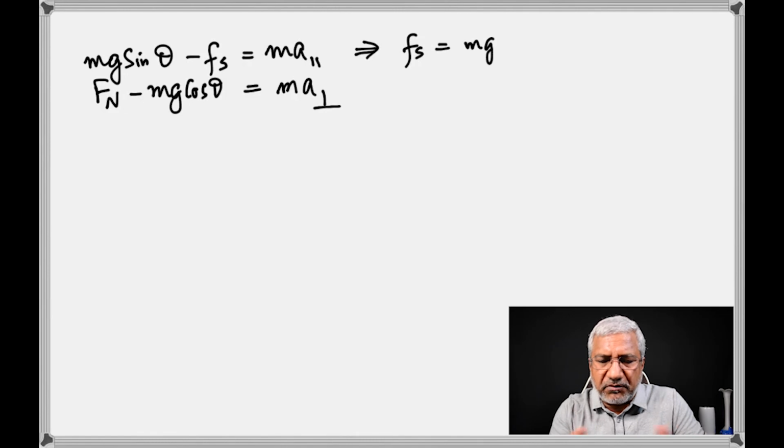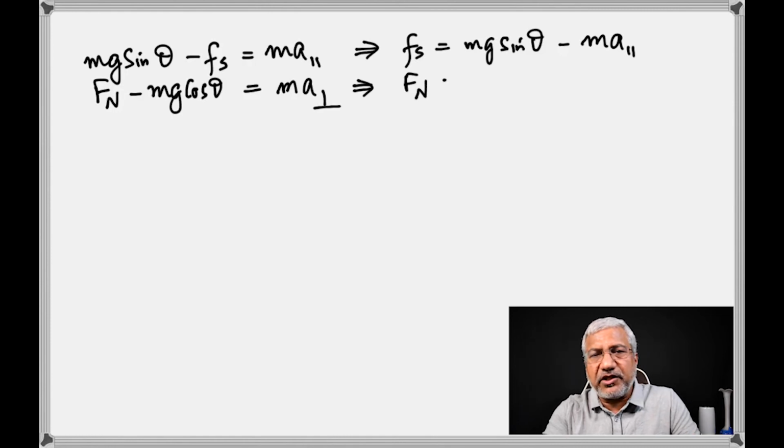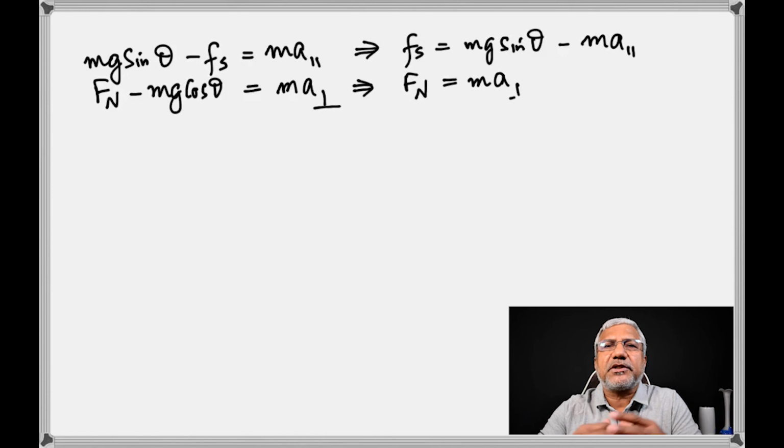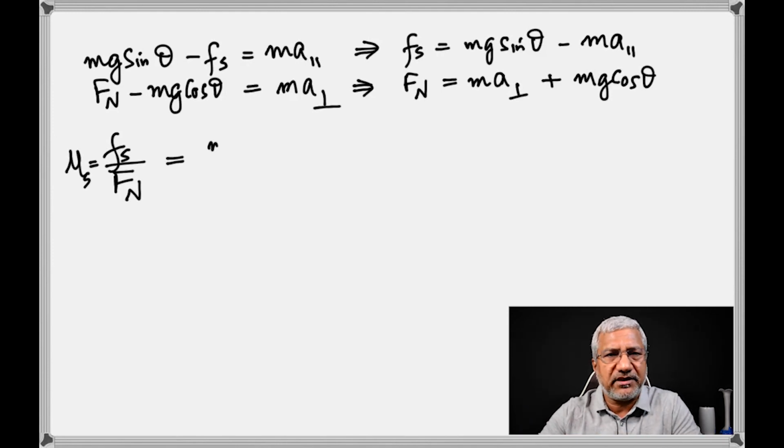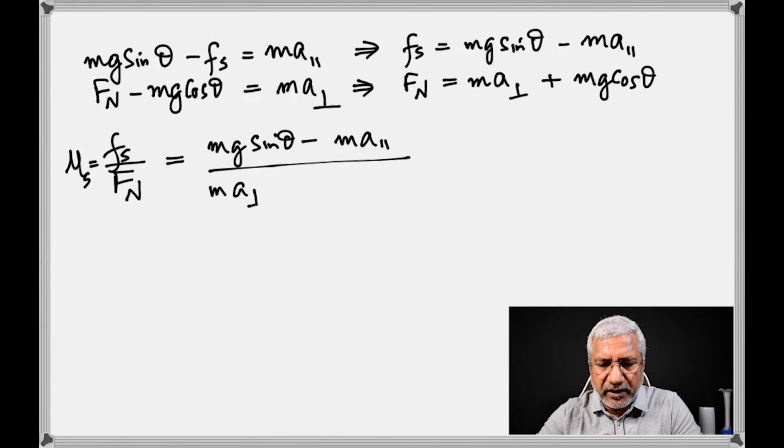Then we will substitute the values of A parallel and A perpendicular. In fact, before that, we can make Fs the subject here. Fs is mg sine theta minus m A parallel. And from here, Fn can be made the subject. Now, why are we doing that? Because we are asked to find the value of the coefficient of friction. And what is the coefficient of friction? It is the ratio of the static friction to the normal reaction, isn't it? So once you take that ratio, you divide the equations one by the other, and we have this setup. That's simple algebra from there.